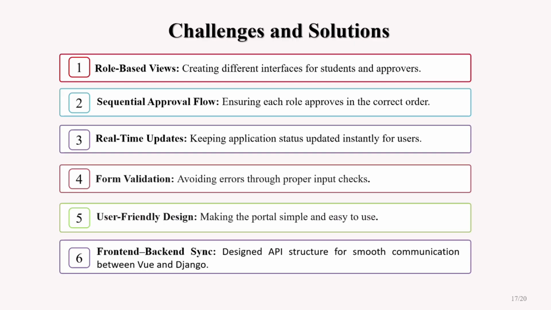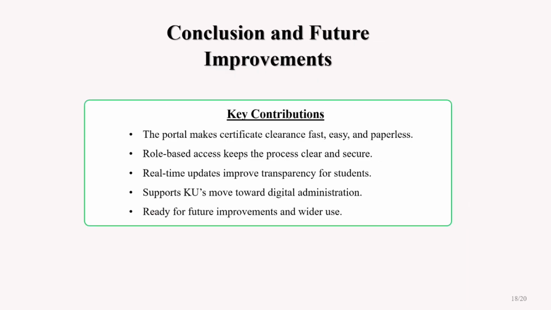In conclusion, the KU Certificate Clearance Portal is a smart solution for a common problem. It replaces a slow manual process with a fast and digital one. Students stay informed, authorities save time, and the university moves one step closer to full digitalization. The system is also scalable. With small changes, it can be used by other departments or even other universities.